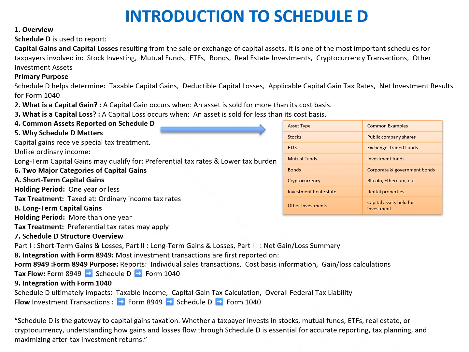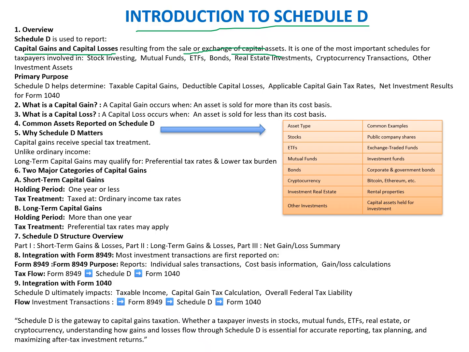So now we are going to talk about Schedule D. Introduction to Schedule D. Schedule D is used to report capital gains and capital losses. This is the schedule which helps to evaluate the total capital gain or loss incurred during the particular tax year, resulting from the sale or exchange of a capital asset. Basically, any capital asset which is disposed of results in a capital gain or a capital loss, depending upon the price at which it has been sold.